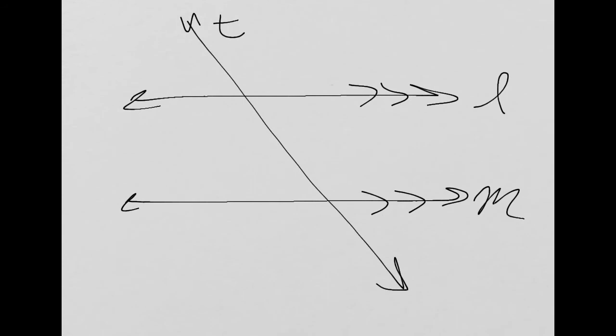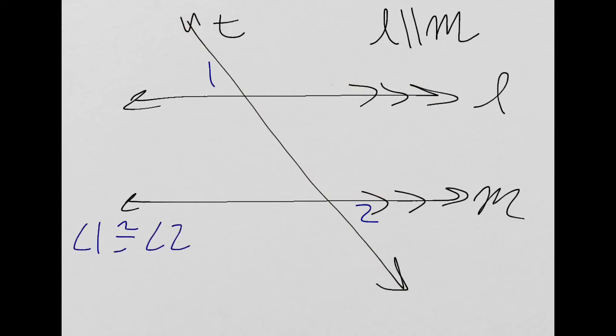So once again, I have line L is parallel to line M, and I've used my notation to show that these two lines are parallel and they are cut by this transversal T. So my alternate exterior angles, I have angle 1 and angle 2, and by the alternate exterior angles theorem, angle 1 is congruent to angle 2. Or if I have angle 3 and angle 4 here, then angle 3 is going to be congruent to angle 4.